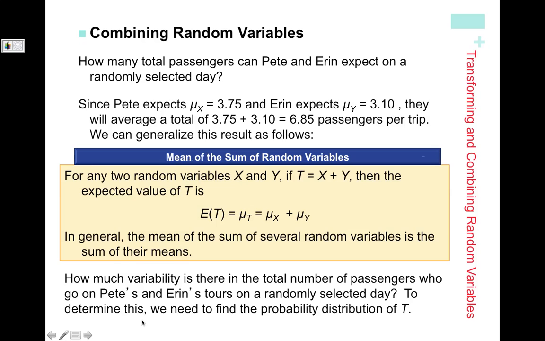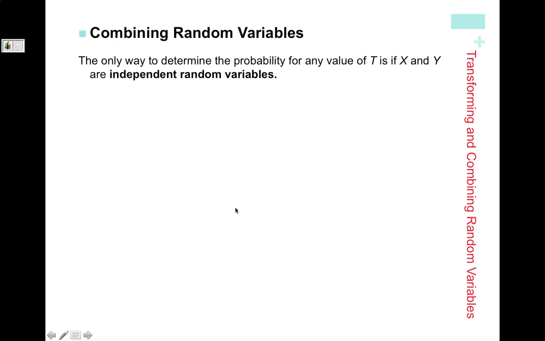Now we want to know, okay, that's great. We can expect on average to be 6.85. But what kind of variation is there going to be? In order to answer that question, we do have to do a little bit of work. And we actually need to find the probability distribution of T. So we're going to organize our data into a nice table.